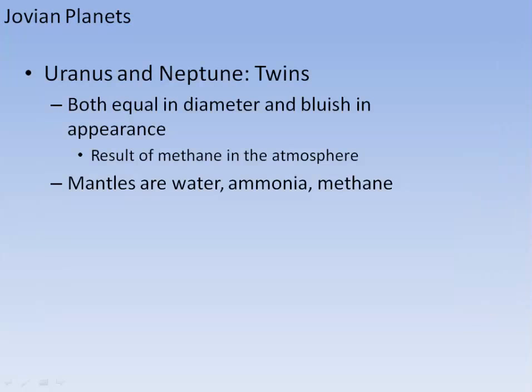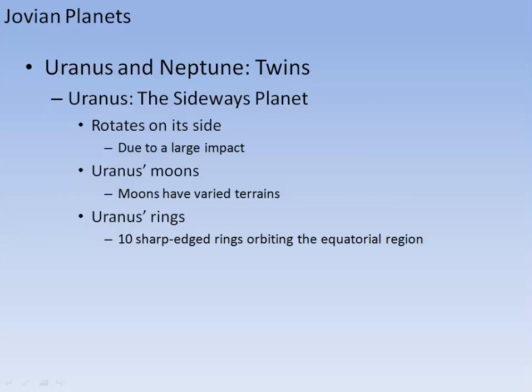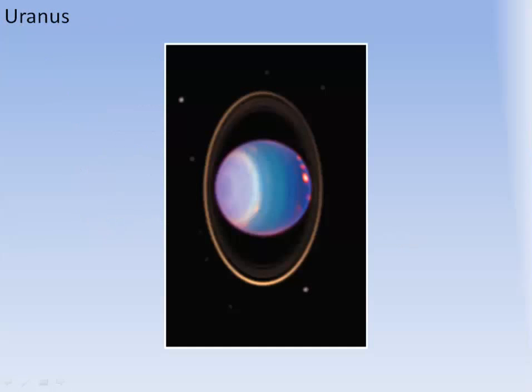Uranus and Neptune are twin planets, both equal in diameter and bluish in appearance, a result of methane in the atmosphere. The mantles are water, ammonia, and methane. Uranus is a sideways planet, rotating on its side due to a large impact. Uranus's moons have varied terrains. Uranus's rings are 10 sharp-edged rings orbiting the equatorial region. Here's a picture of Uranus.